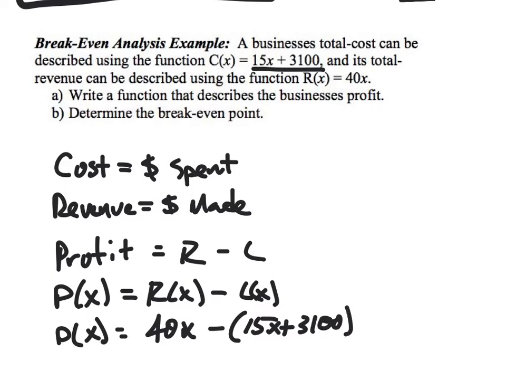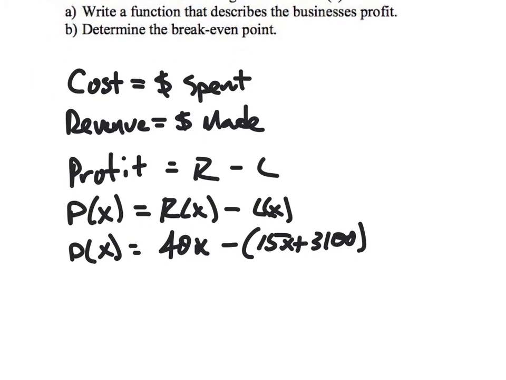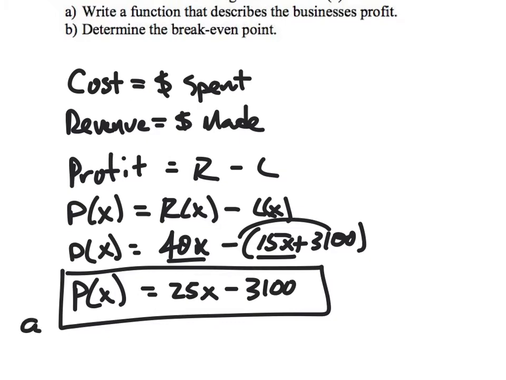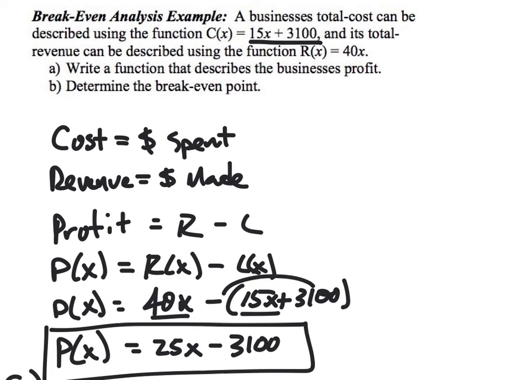Okay, so I'm going to subtract those two, and so my profit, P of x, is going to be equal to 40x minus 15x, which is going to give me 25x, and then distribute your negative, and you're going to get minus 3100 out of that. All right, so there's your profit function. That's for part A. But what we're really concerned about is determine the break-even point.